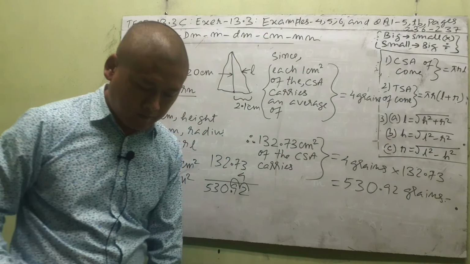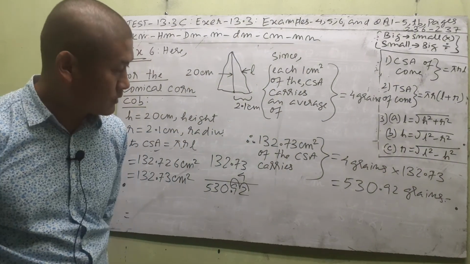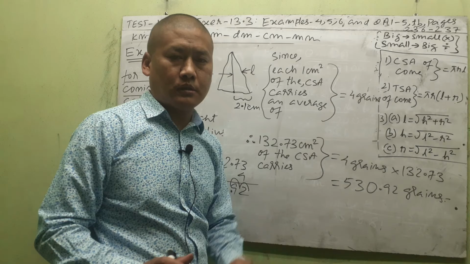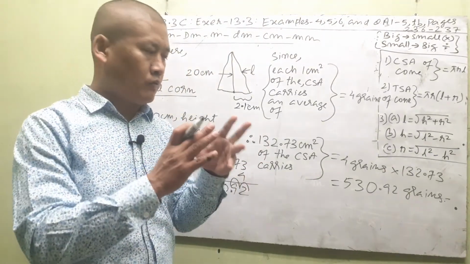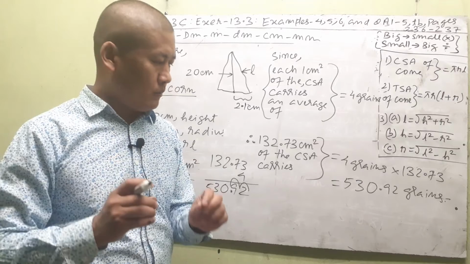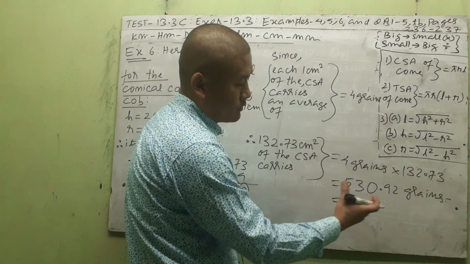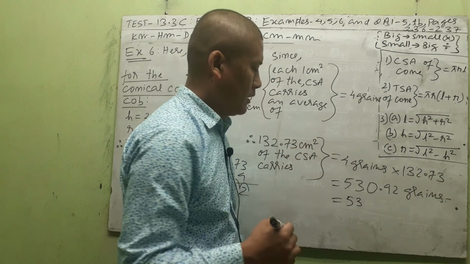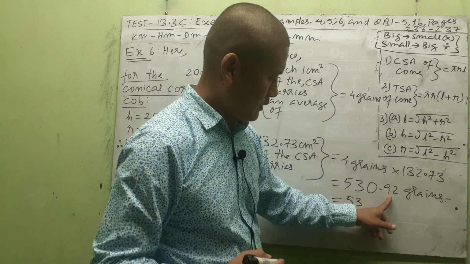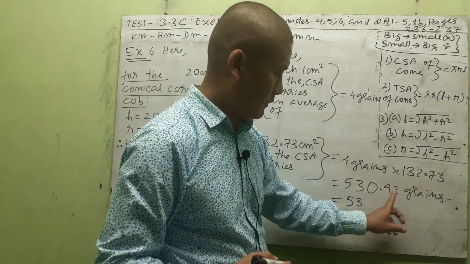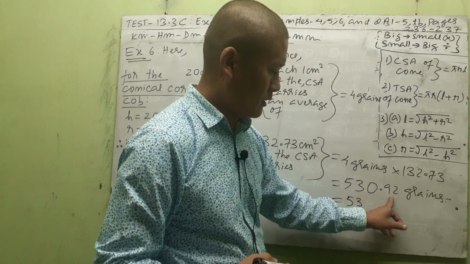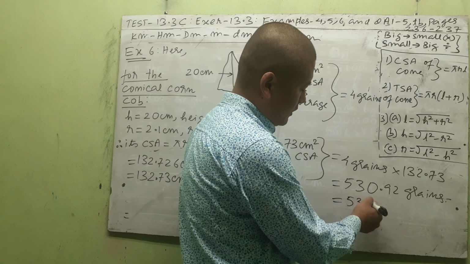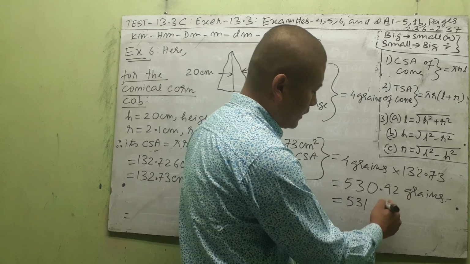Now 530.92 grains. But the number of things, like the number of students or number of grains, cannot be in decimal, right? We cannot say there are 32.5 students in the class. That's a little bit meaningless, right? So we have to write in whole numbers. So how do we do that? We write here 530, and then immediately after the decimal, if the first place is 5 or greater than 5, so here 5 6 7 8 9 like this, this is greater than 5, then this 530 will be increased by 1, 531, and we just neglect the decimals.